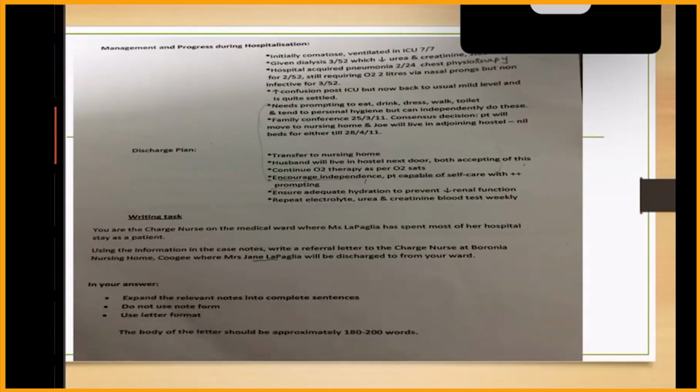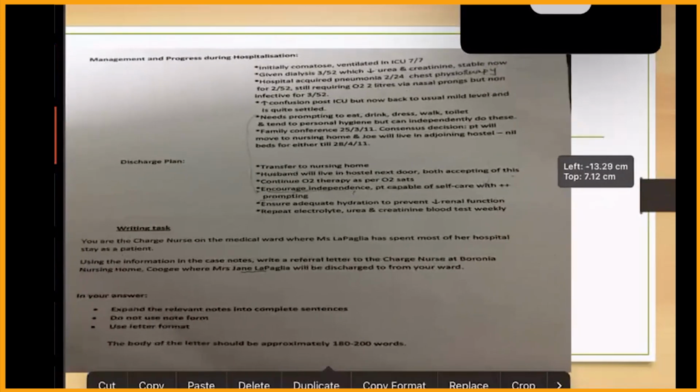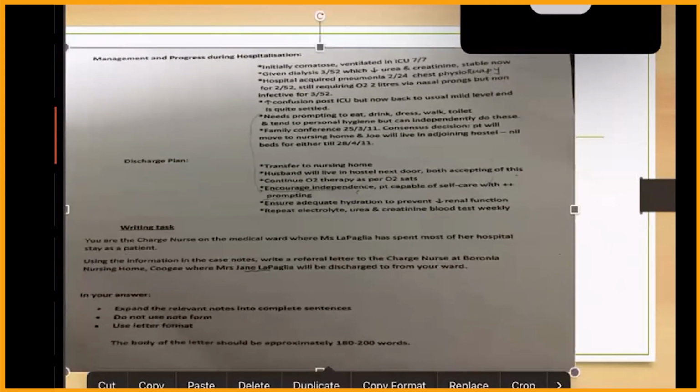Given dialysis 3/52. Here, what do you mean by that? 52 refers to, there are 52 weeks in a year. So 3/52 refers to 3 weeks out of 52 weeks. Did you all understand? Which reduced urea and creatinine. So thereby the patient's condition is stable now.